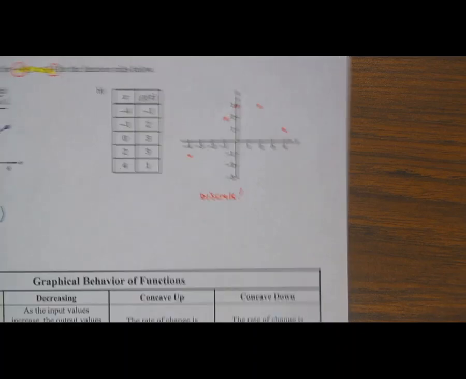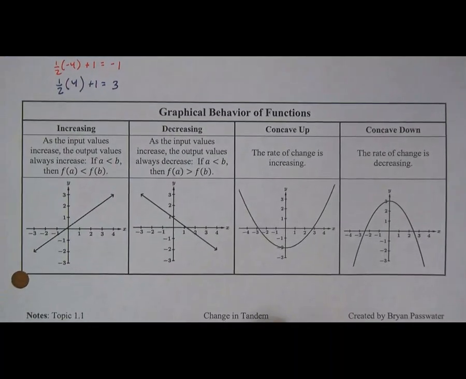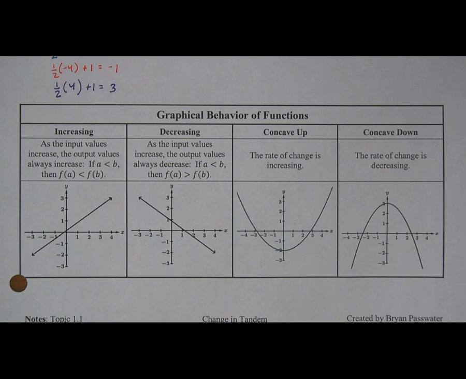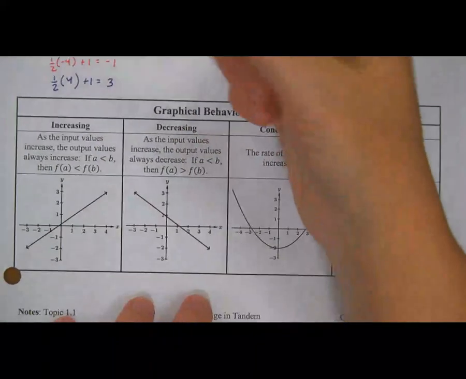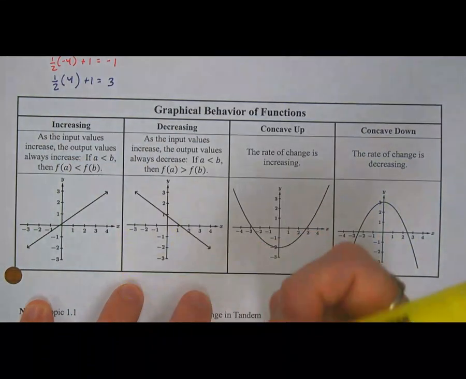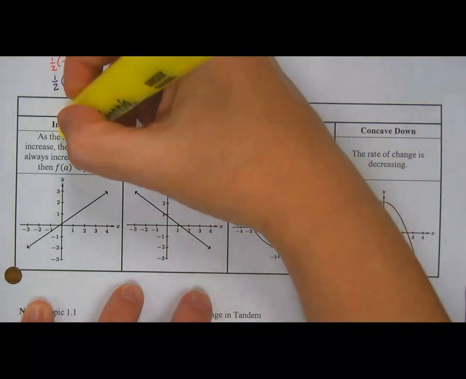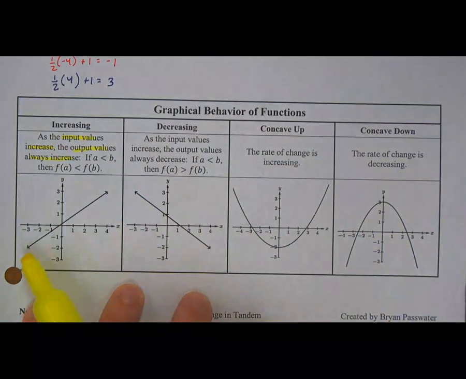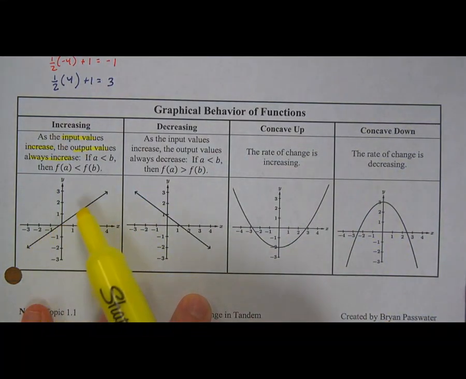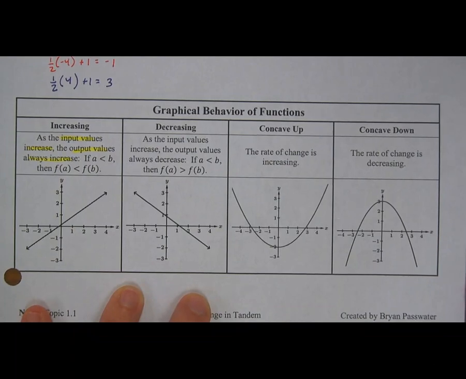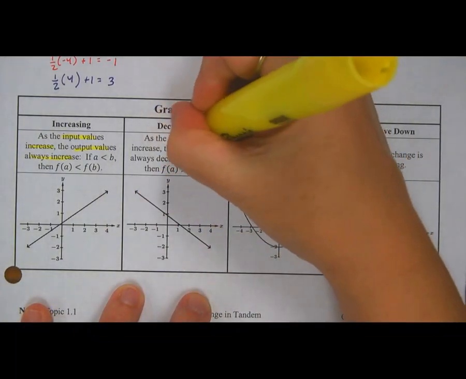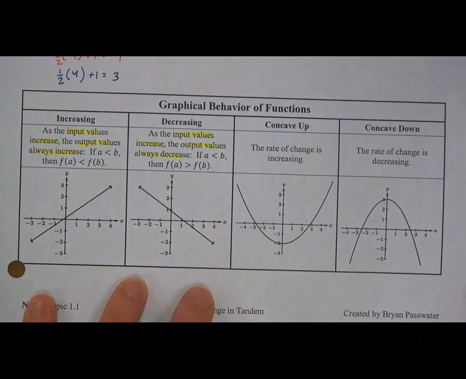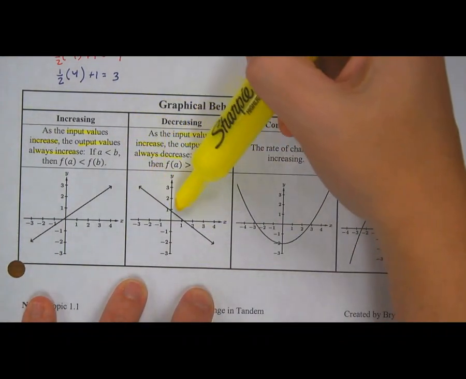Then there's some vocabulary you need to understand before we go to the back of the page. Very, very important vocabulary we're going to be using throughout this chapter. Increasing, I think, is going to be pretty easy for you to spot. Increasing just means as the input values increase, the output values increase. So you're going to be on an upward slope. Decreasing means as the input values increase, the output values do the opposite. They go down, they decrease. It's going to seem like a downward slope.